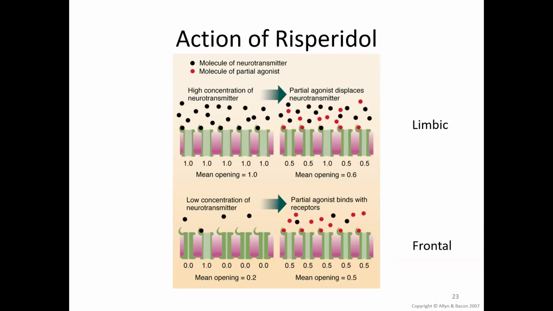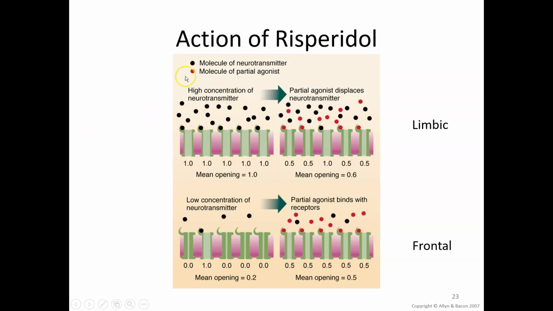So, how do these atypical antipsychotics work? Here's what's interesting. These atypical antipsychotics are basically partial agonists. So, they kind of resemble dopamine, but they're not a perfect match. They have a high affinity for the dopamine receptor, but not as high as dopamine itself. Now, here's where it gets kind of interesting.